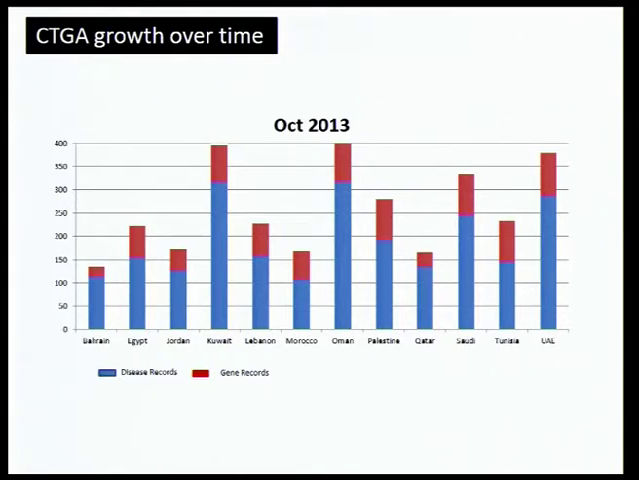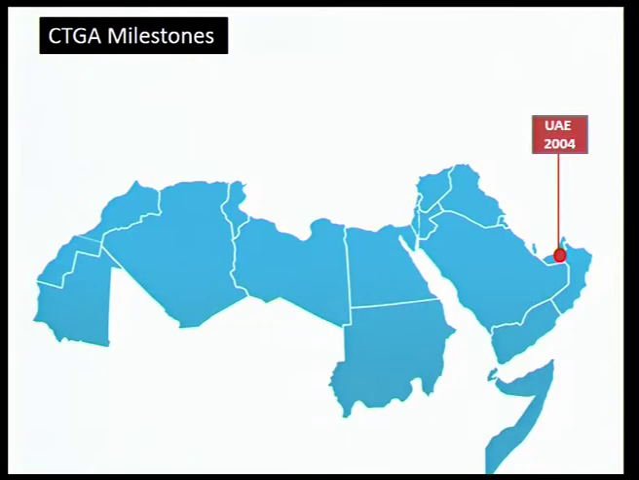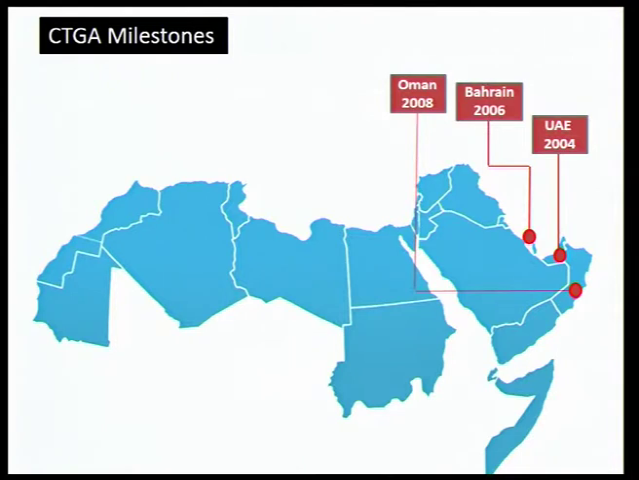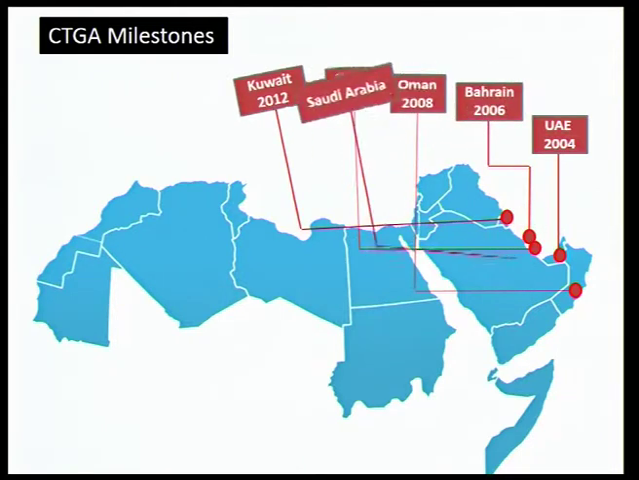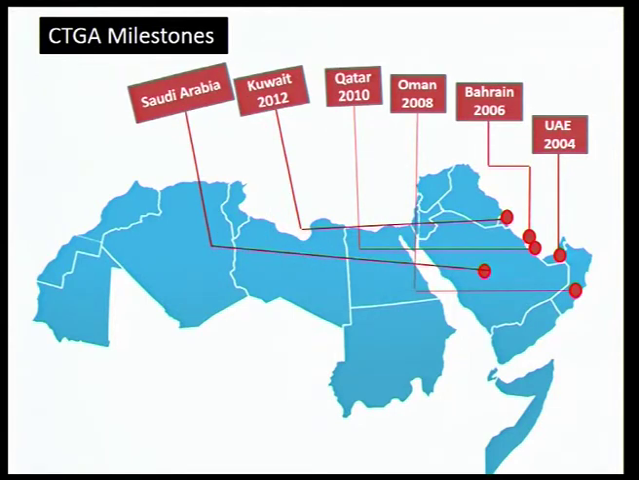Now the database contains more than 1,600 records of gene and disease phenotypes. So just to recap on the milestones, basically every 2 years we got the CTGA updated about a certain country. We can see it was first UAE, Bahrain, Oman, and then Qatar, and then Kuwait, and now Saudi Arabia is our focus. I know people who will look at this will notice that we have a skewed concentration.